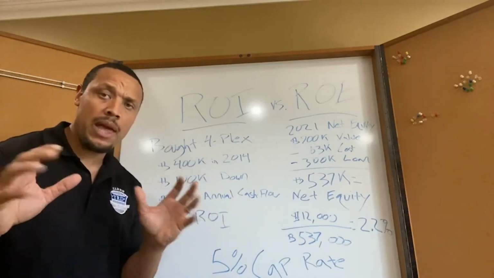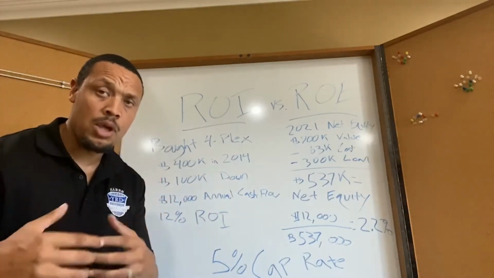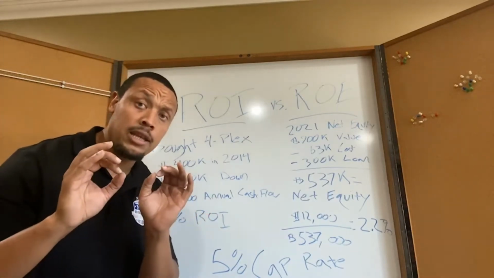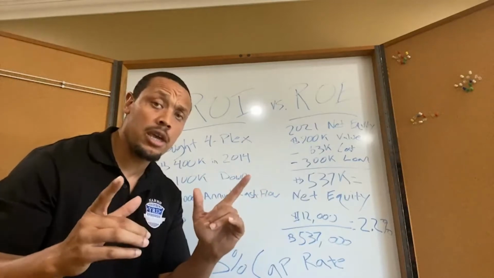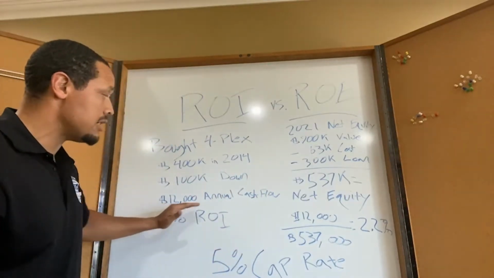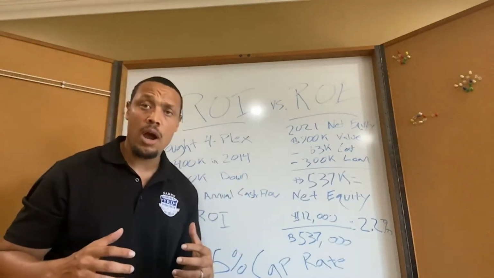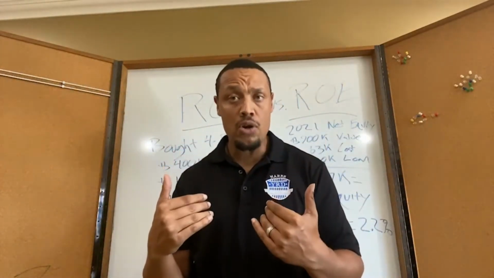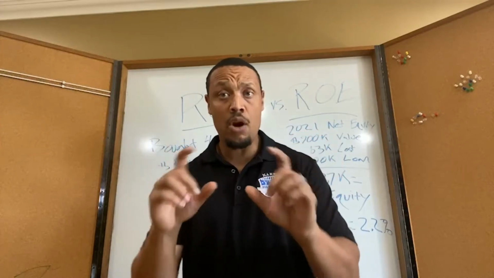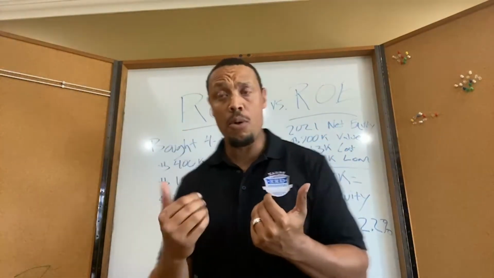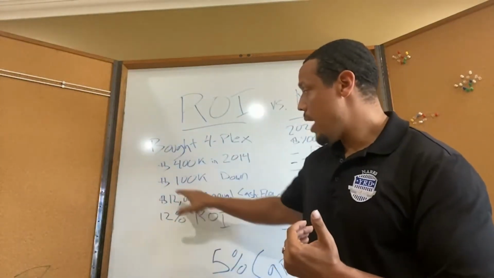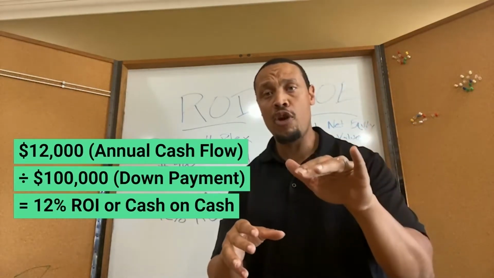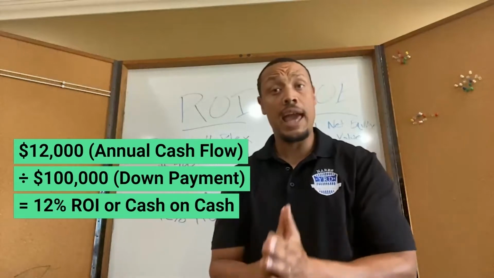And let's just say at that time, because you could have got this at that time, you put $100K down, you bought it for $400,000, and you're making $12,000 a year. So your $12,000 is your annual cash flow, all right? Now, in order to calculate our cash on cash return, our return on investment, we would take our $12,000 annual cash flow that we're making and divide it by our down payment. So we take $12,000, divide that by 100 grand, and that's 12% cash on cash return.